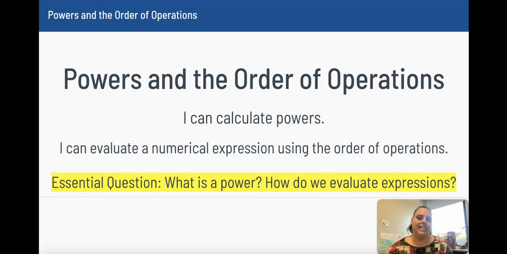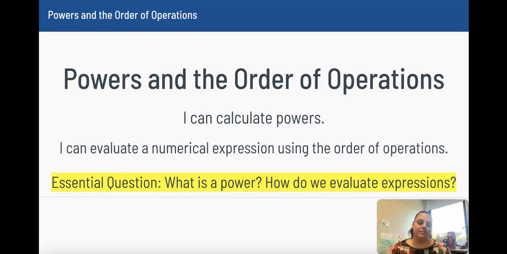Hey y'all, in this video we are going to go over powers and the order of operations. For your notes, I am not going to be showing you completing them, but I have tried to underline and indicate all the things that you need to write down in your notes.